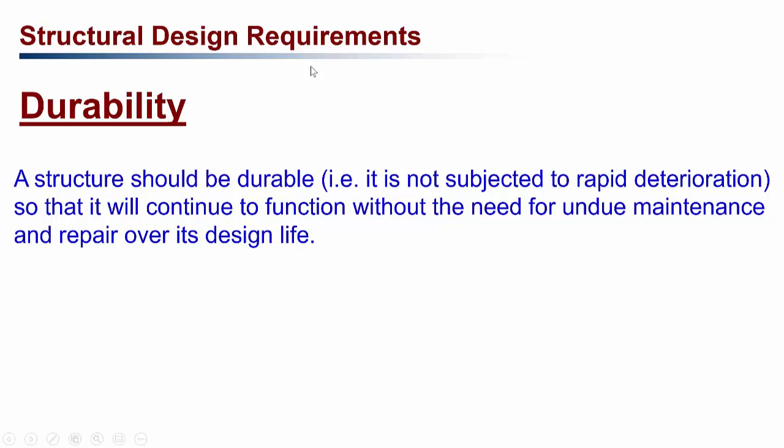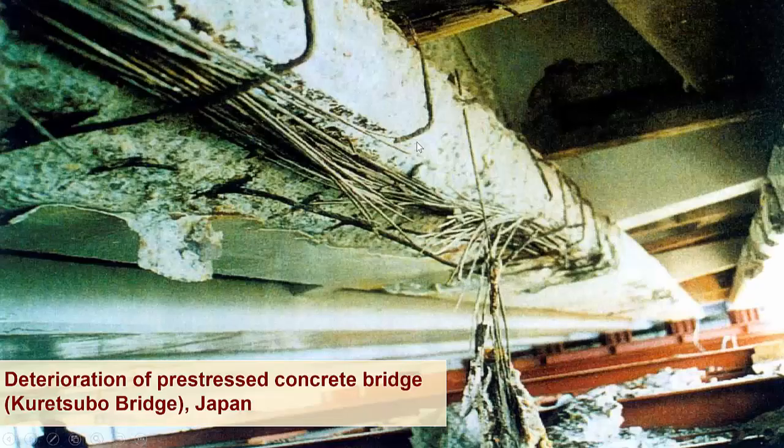The third condition the structure has to satisfy is the durability. By durability, it means that the structure should not have any rapid deterioration or degradation throughout its service life. It has to be strong enough, it has to serve its purpose during its service life period without any rapid deterioration. And the structure can maintain its function without the need of any undue maintenance or repair during its service life. And that's what durability is.